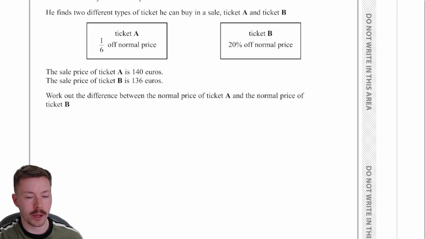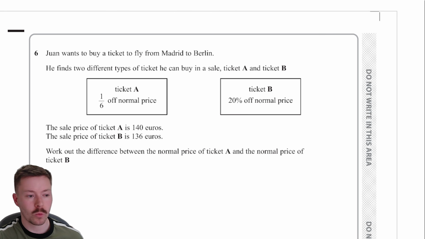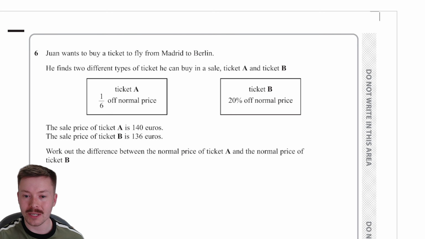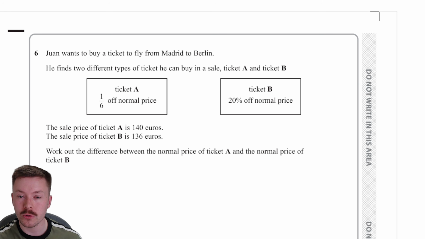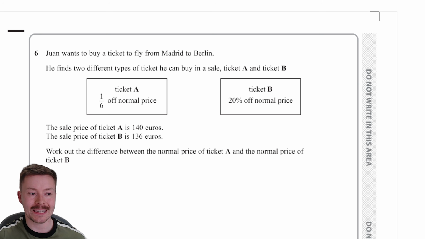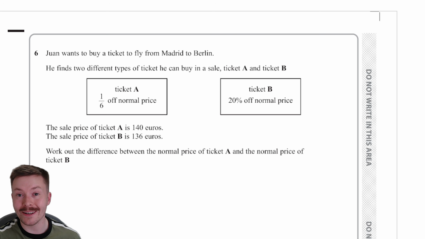Okay, moving on then. Now we have got what looks again to be a fairly standard fractions, percentages, sometimes they might include decimals, question. Juan wants to buy a ticket to fly from Madrid to Berlin. He finds 2 different types of ticket he can buy in a sale, ticket A and ticket B. Ticket A has a 1/6 off the normal price, and ticket B has 20% off the normal price. The sale price of ticket A is €140.